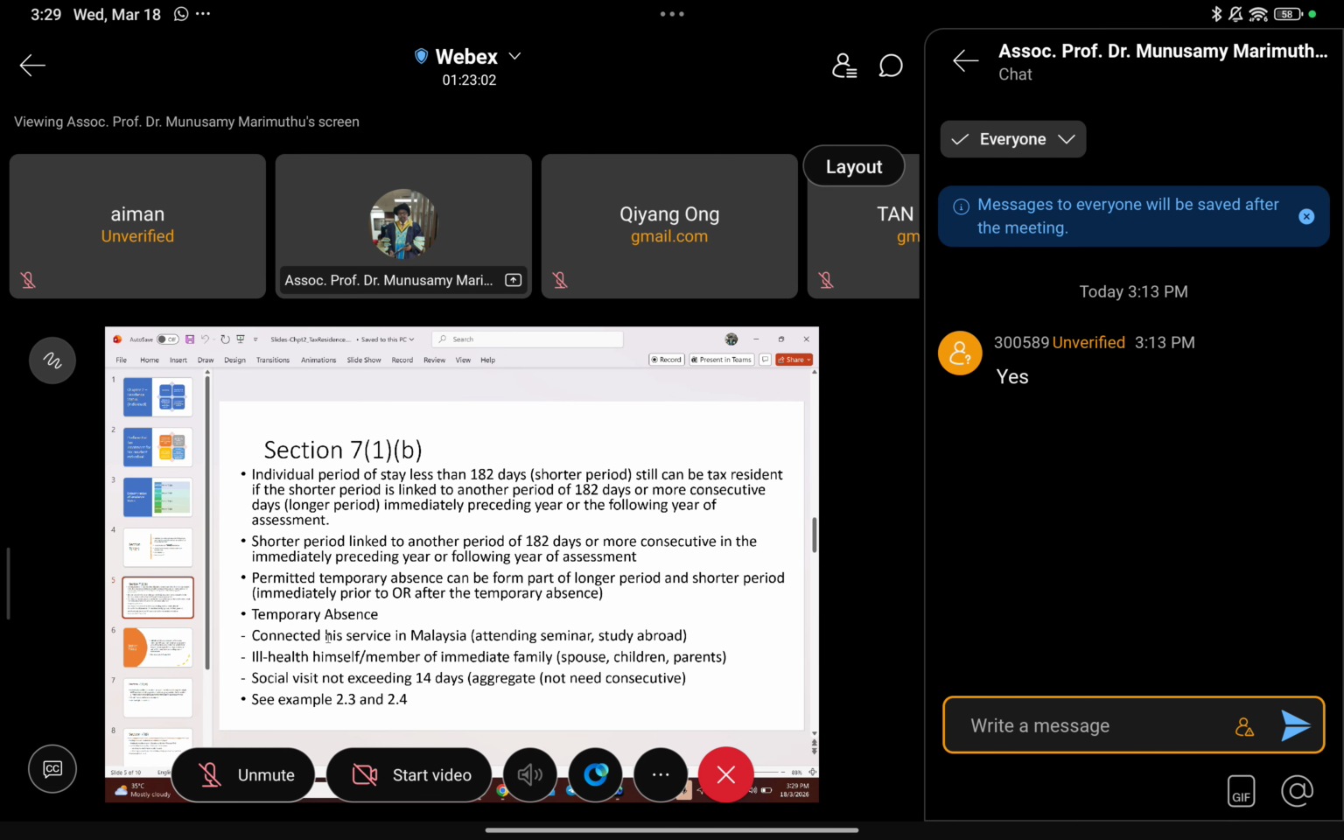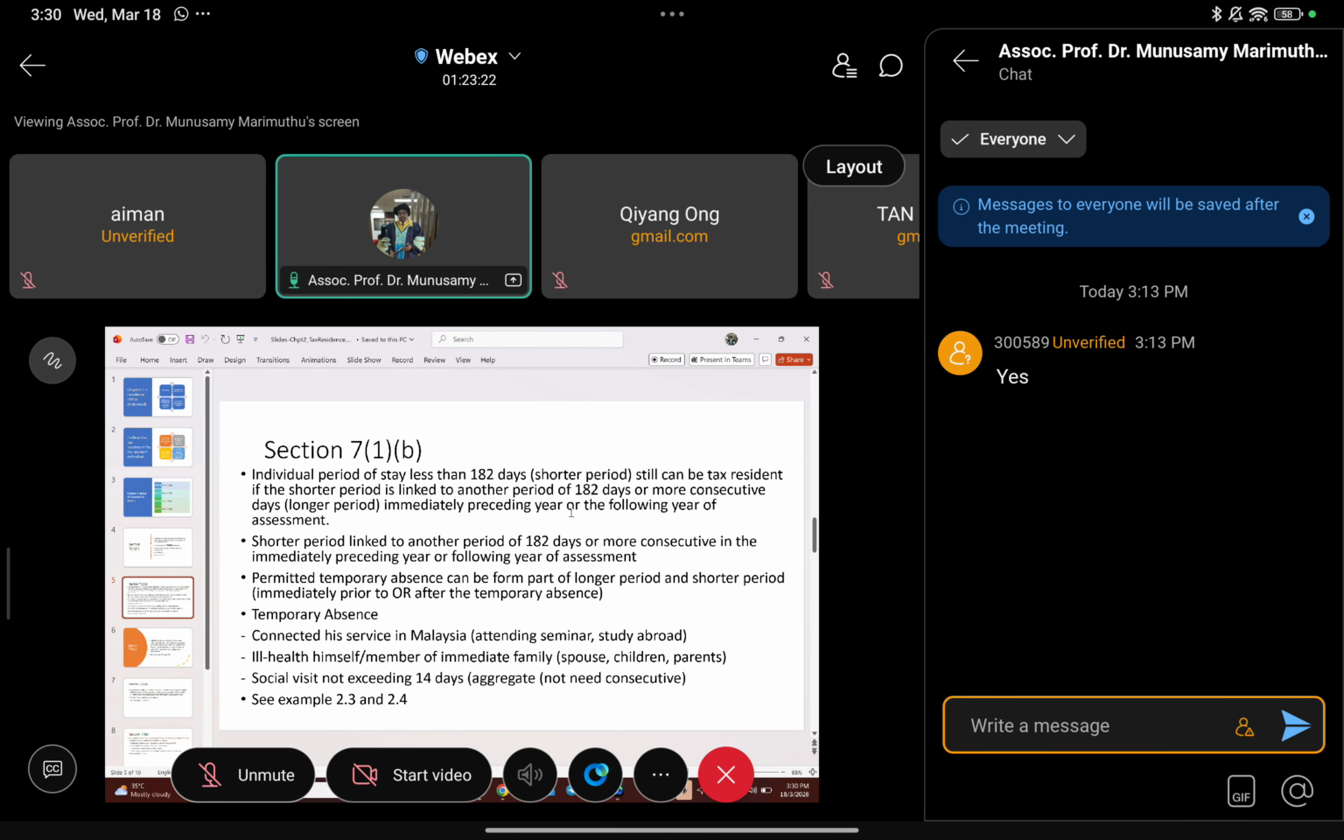The number of days of temporary absence is unlimited. But for social visits, we have only 14 days. So remember again, a year in question with less than 182 days can become a resident if it's linked to another period before or after.